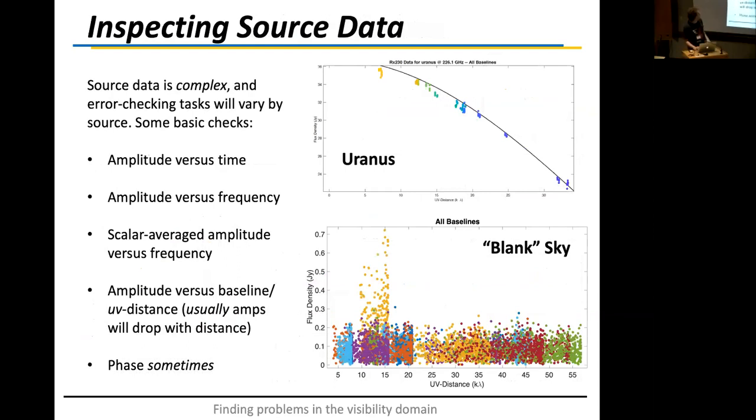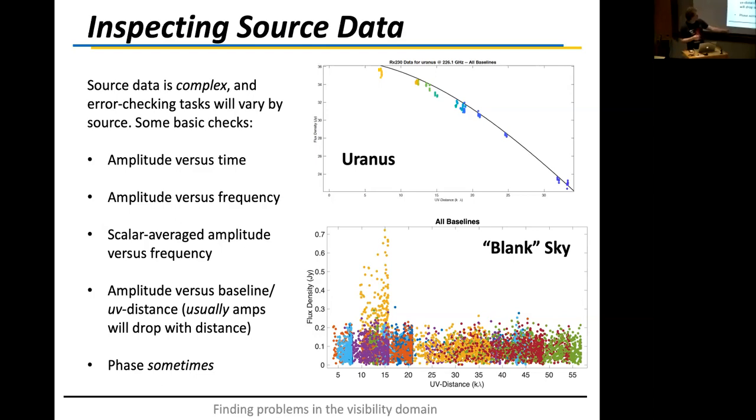So finally, after all that's done, of course, you want to inspect your source data. There are lots of ways to look at source data. Again, mostly it's amplitude versus something. How you interpret your source data depends a lot on what your source is. Whatever you do, just use common sense and think. If you're looking at something relatively faint, you shouldn't see a whole lot of emission. If you're looking at a planet, don't be surprised if you see amplitudes that are really high.